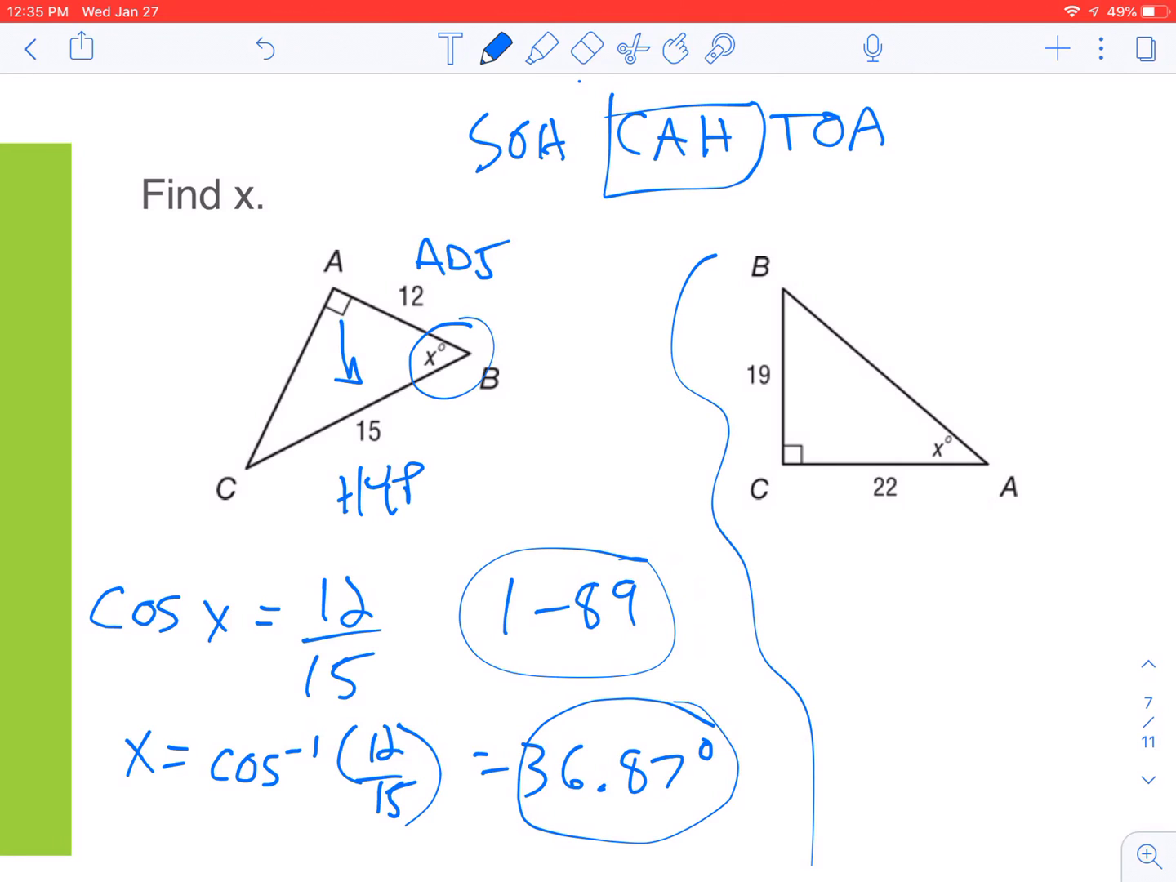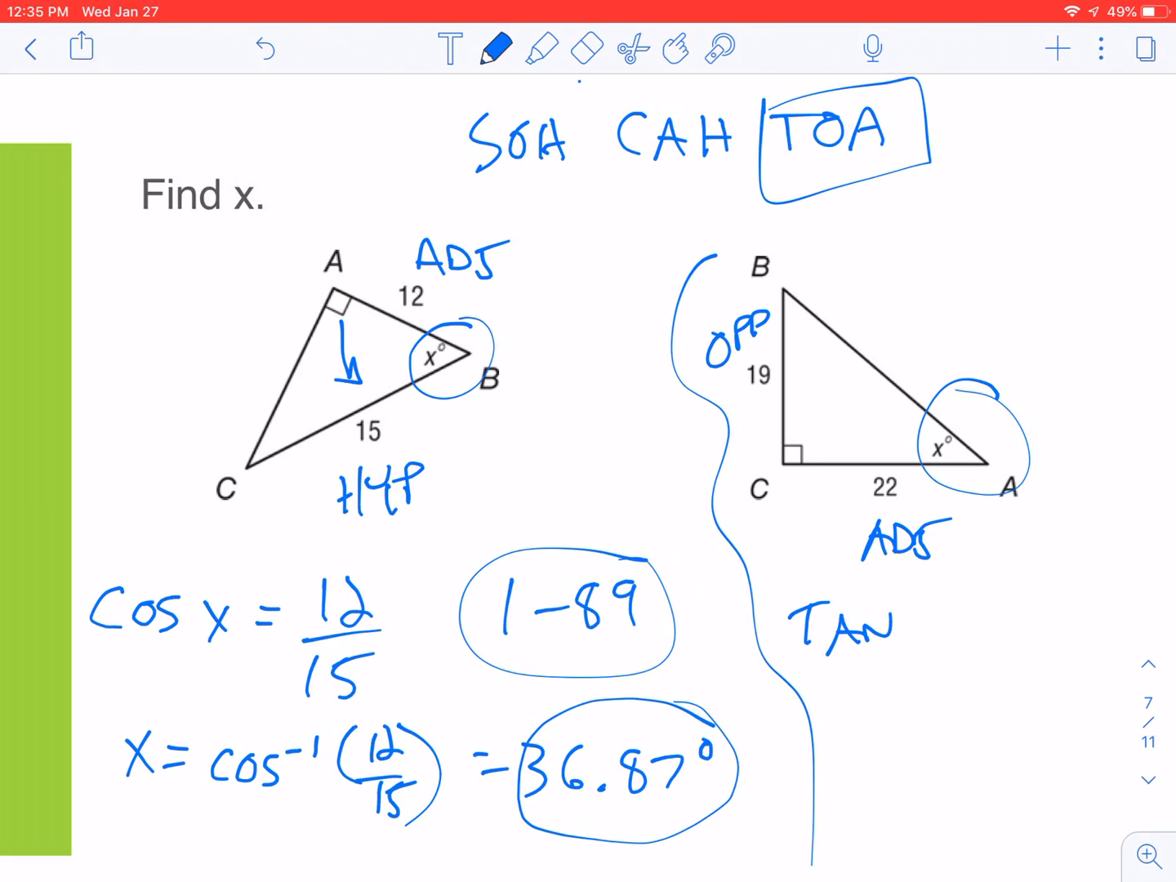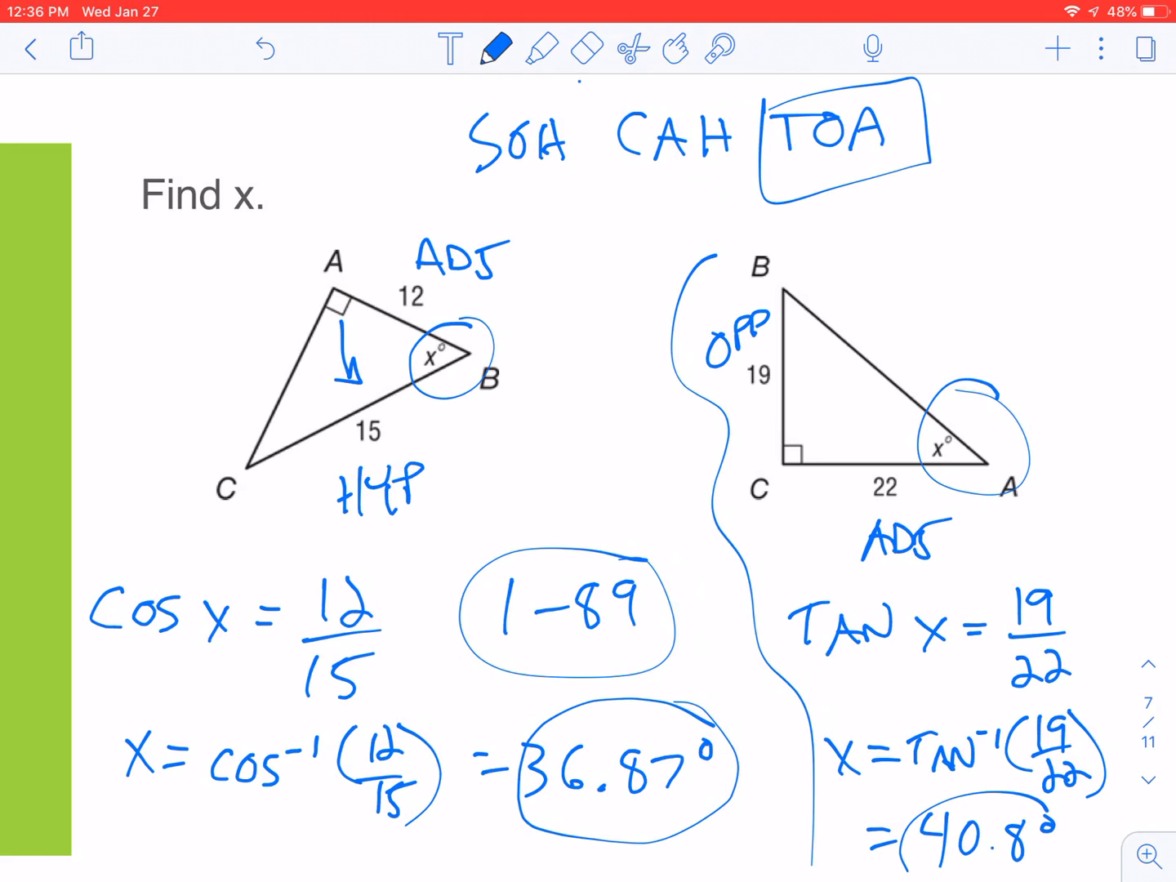Okay, let's do this one here. Circle our angle, label our sides, opposite and adjacent, which means we're going to use tangent. Tangent of x equals 19 over 22. X equals the inverse tangent, or tangent negative 1, times 19 over 22. So, type that in your calculator. I'm typing in mine right now, and I'm going to get 40.8 degrees.